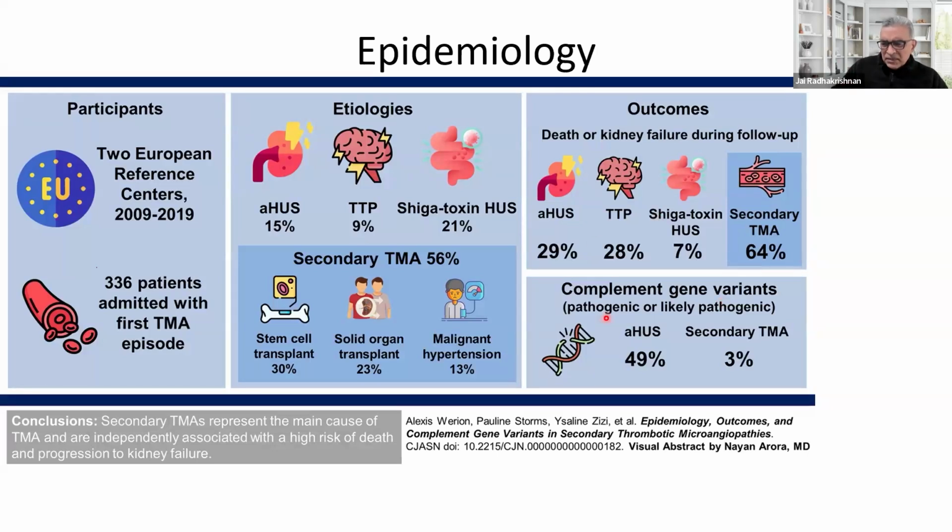What is also very important is that the chances of finding a genetic variant, a pathogenic variant, in secondaries is very, very rare compared to atypical HUS, where about 50 to 60% will have a clear pathogenic variant.